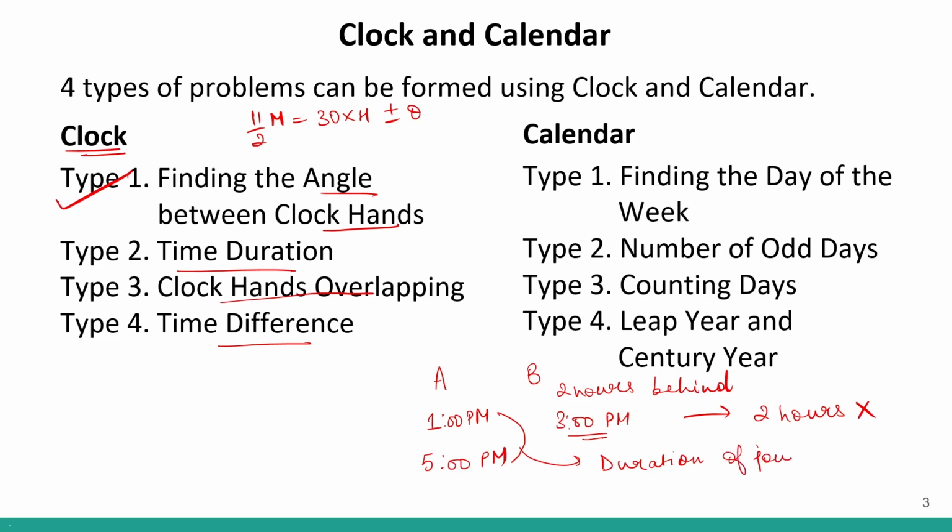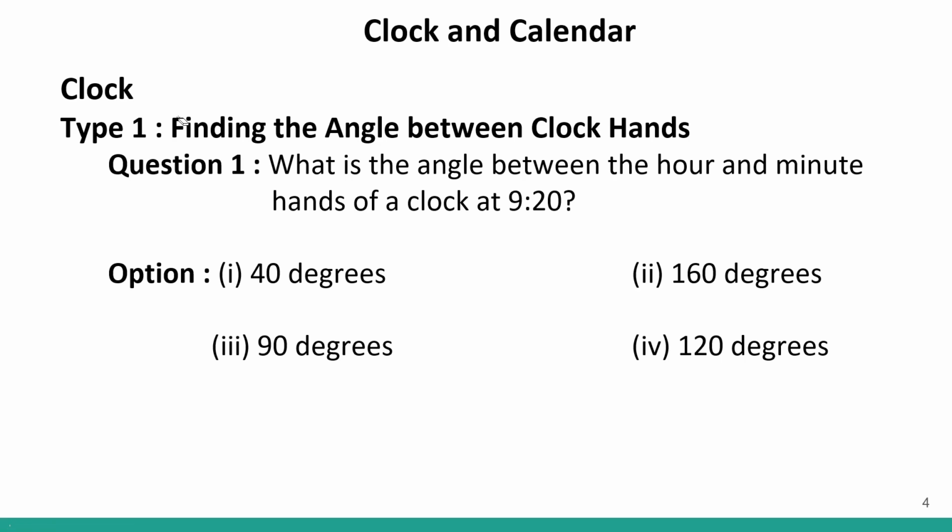Duration of journey will be equal to 4 hours and not 2 hours. So this was another concept that we discussed. Based on these concepts, today we will discuss all the types of questions that you can get in clock, starting with type number 1, finding the angle between clock hands.